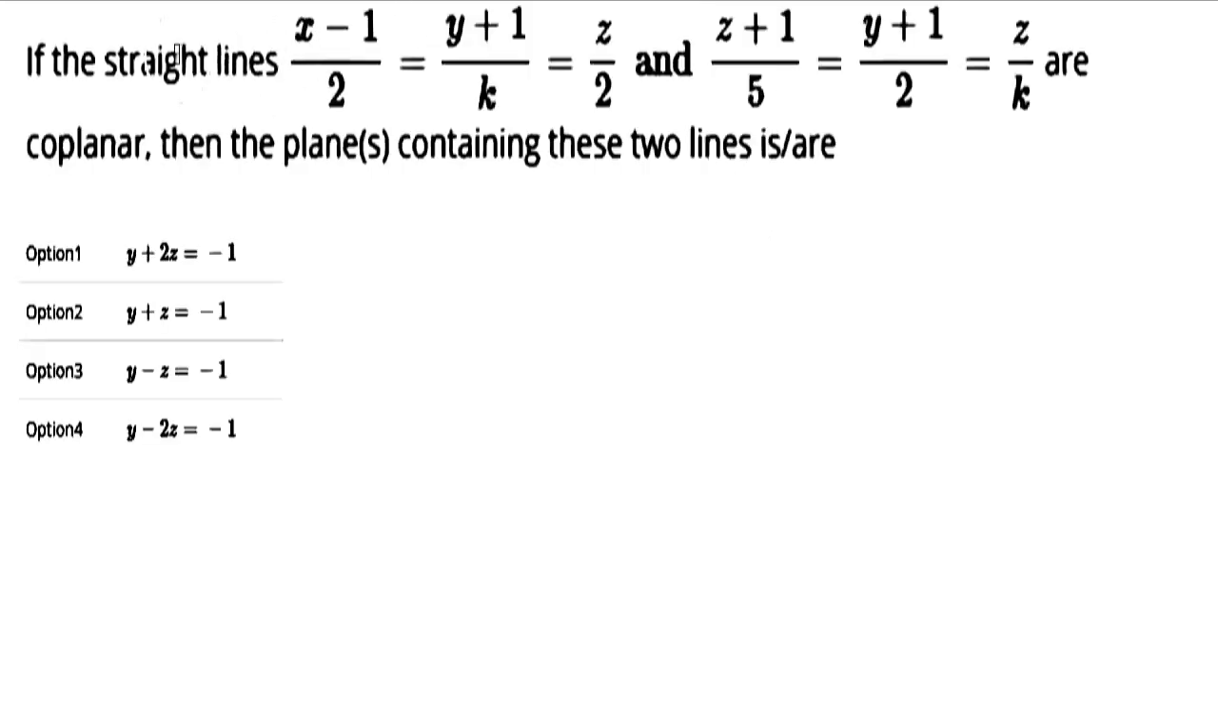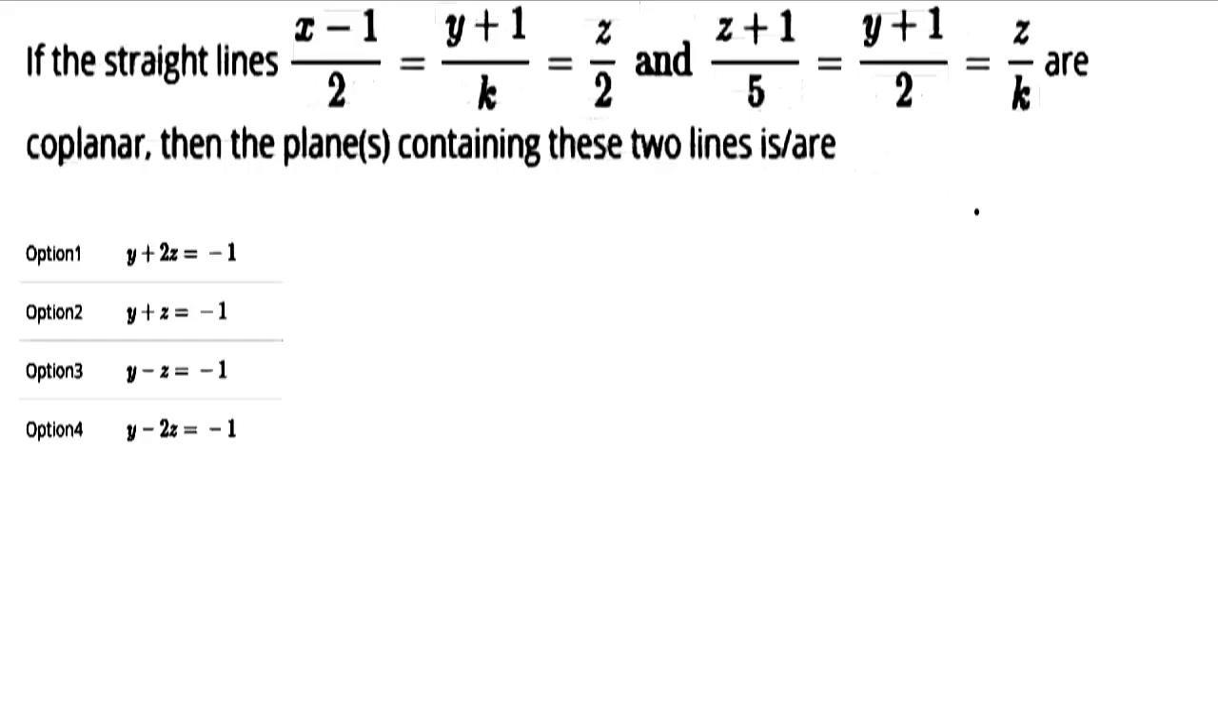Today our question is, if the straight lines (x minus 1) upon 2, (y plus 1) upon k, z upon 2 and (x plus 1) upon 5, (y plus 1) upon 2, z upon k are coplanar, then the plane containing these two lines is. So first of all, to find the equation of the plane, we should know the value of k, right?